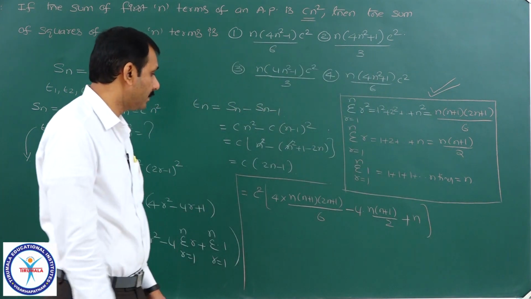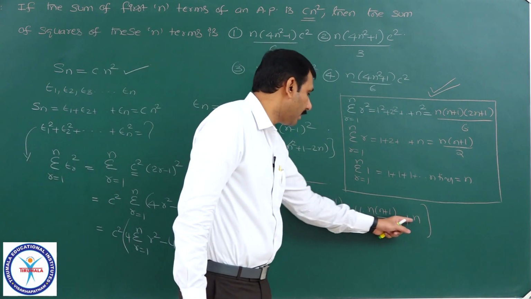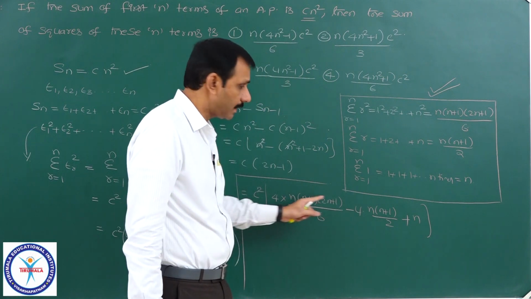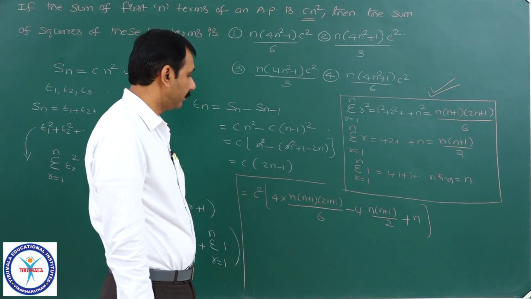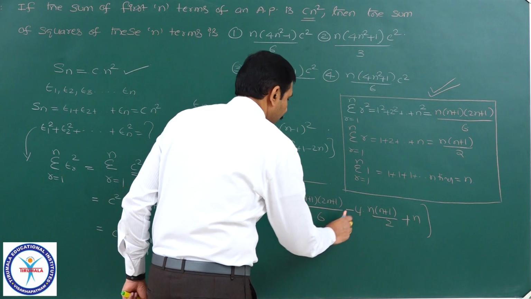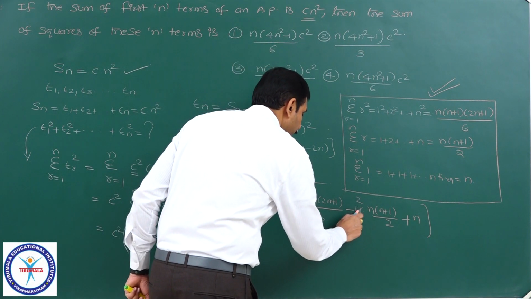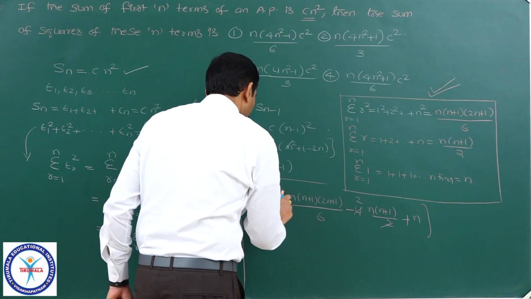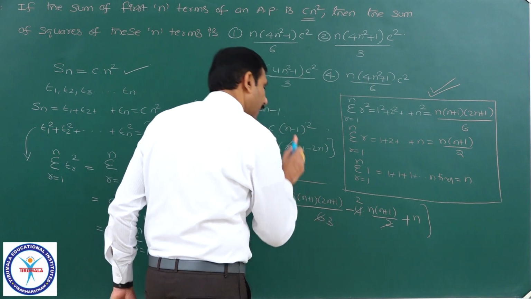Now observe this. Here n, here also n is there, that n I can take common. I will take 2 times here, 2 times and 3 times will get cancelled.